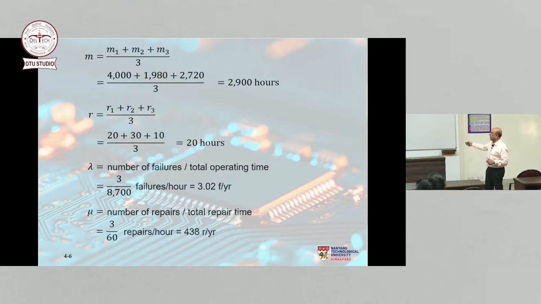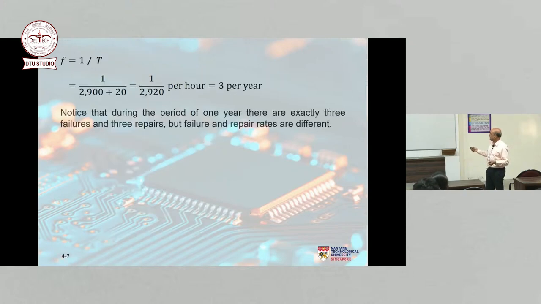Mu is the repair rate, number of repairs per year. It usually must be a large number for your system to be quite reliable. Then the cycle frequency will tell you that the frequency is 3 per year. That's correct. The frequency is 3, but the failure rate is 3.02. So the frequency and failure rate can be slightly different. That's why the frequency and duration technique is sometimes a little more data driven.